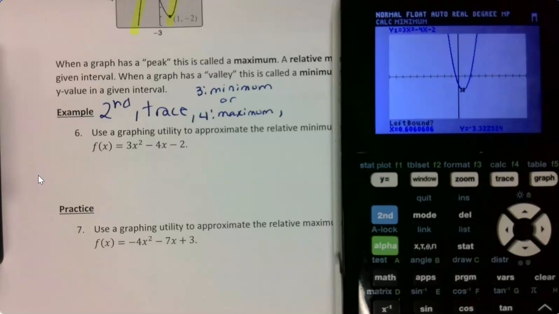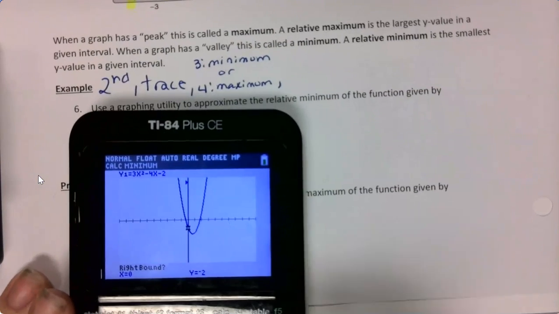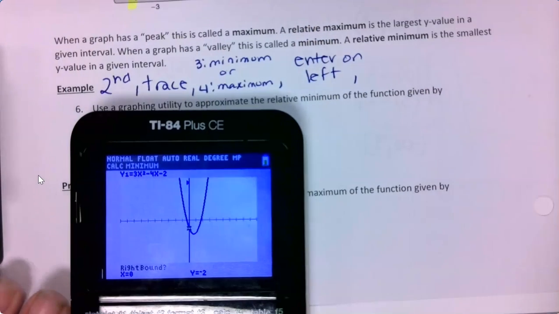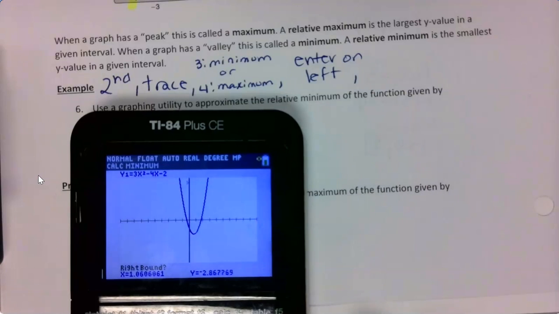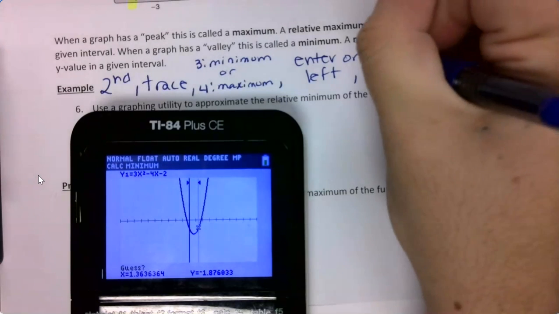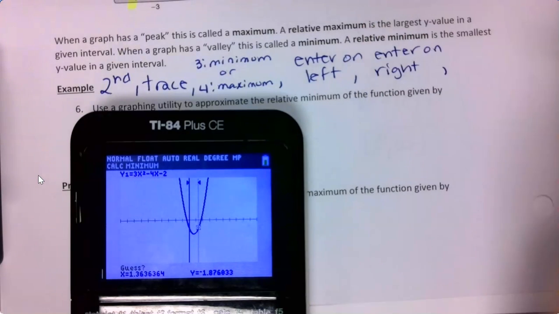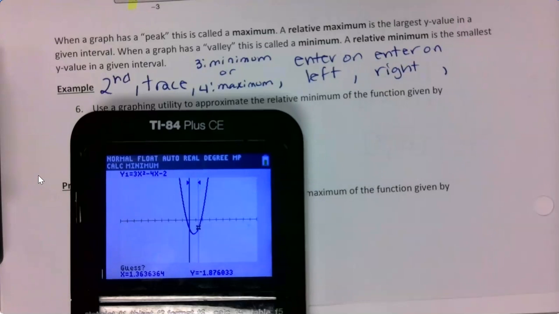Then it is asking at the bottom in black letters, left bound. I want to make sure I'm on the left side of this curve. So I move it over a little bit just to make sure, and then I press enter. Now in black letters at the bottom it says right bound. So I want to move it to the right of the curve and press enter. And then it likes to have you guess. I never guess, I just press enter a third time.